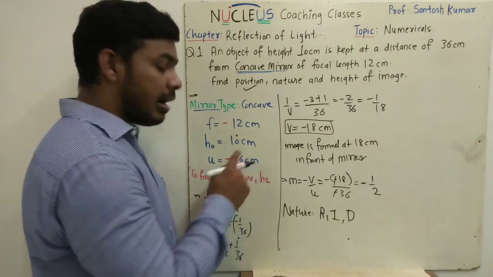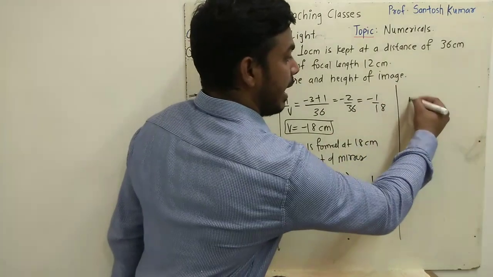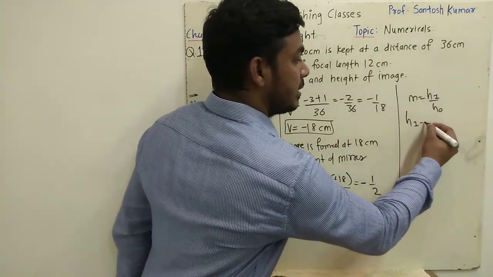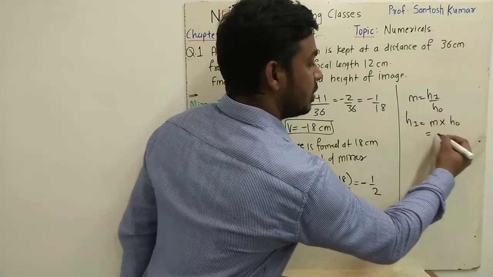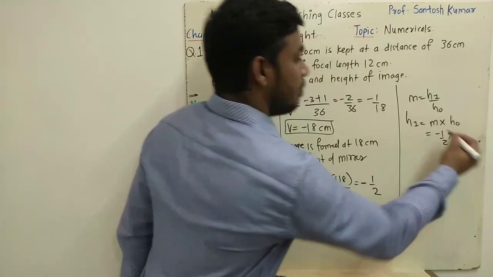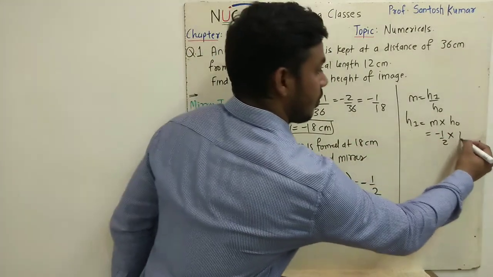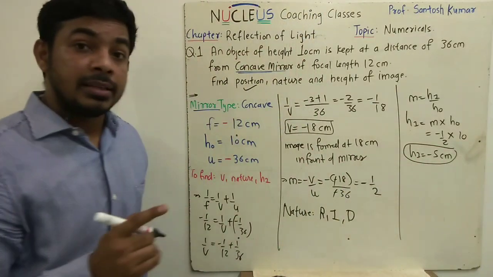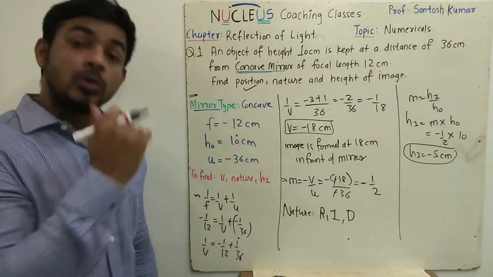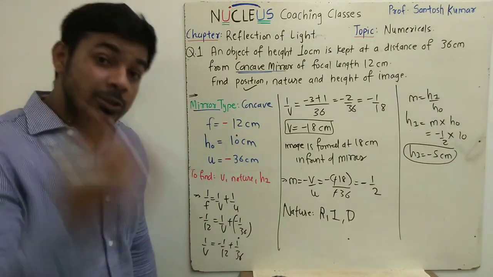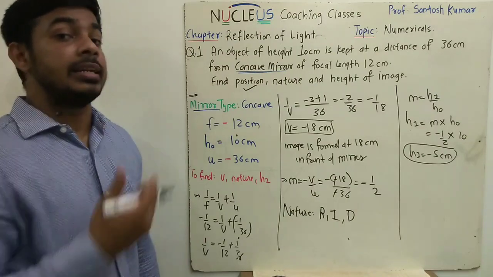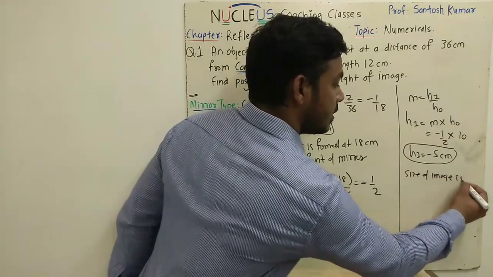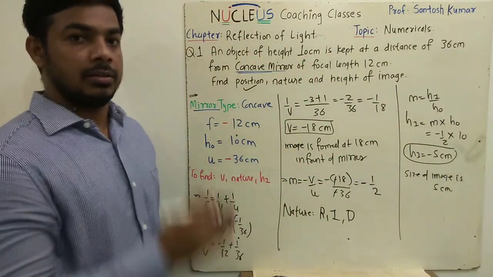Third one, we have to find the height of image. So again we can use magnification as height of image to the height of object. So height of image can be written as m into height of object. What is the value of m? Minus half. What is the height of object? 10. So the height of image will be minus 5 centimeter. And if the height of image is negative, then definitely image is formed below the principal axis. It is inverted, so it has to be real. So there are so many ways to get the nature of image. So here you have to write that size of image simply is 5 centimeter. That is the required answer.